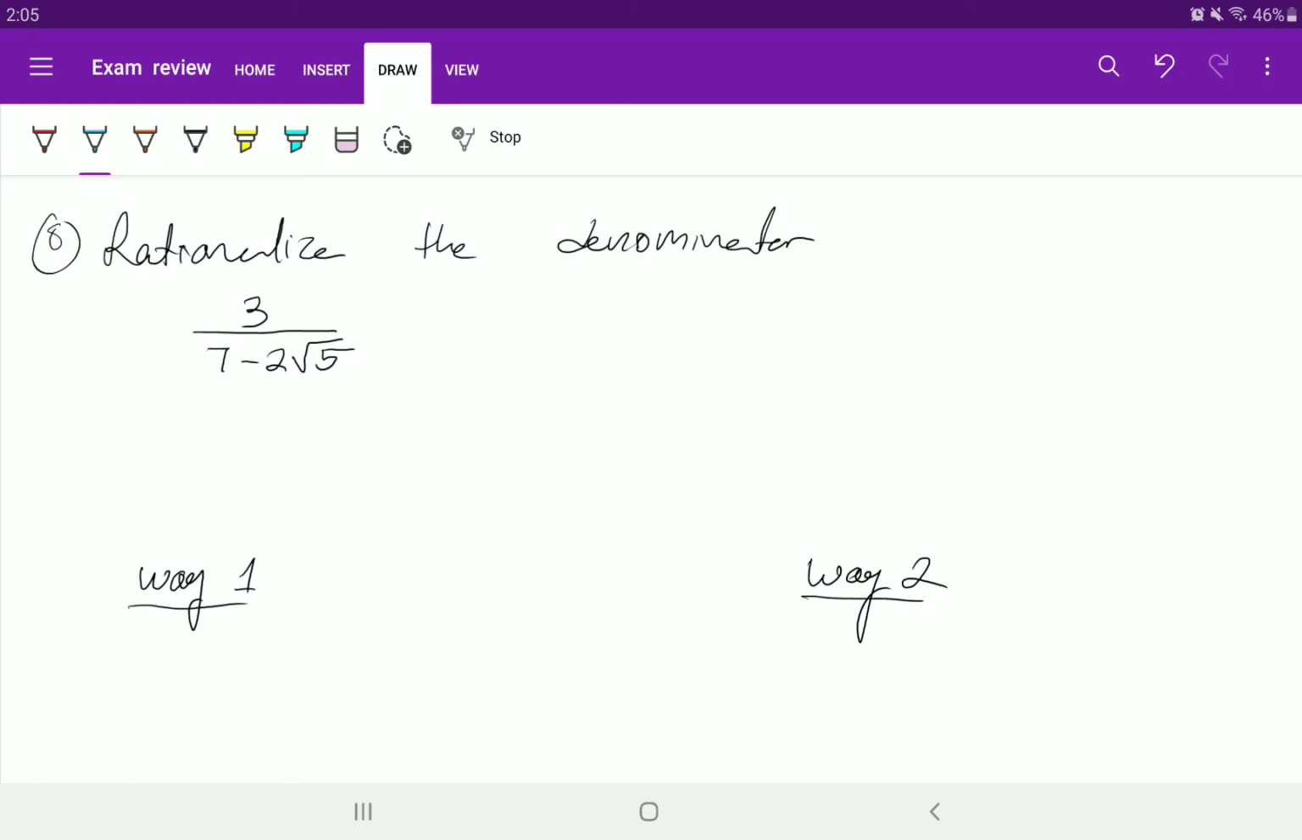To rationalize the denominator, step number 1 is for you to multiply the numerator and denominator of your fraction by the conjugate of your denominator. So, our denominator right here says 7 minus 2 radical 5. 2 square root of 5. The conjugate of my denominator, the numbers will stay the same. The 7 and the 2 square root of 5. But the sign in the middle will be different. If this is subtraction, here will be addition. That is the conjugate.